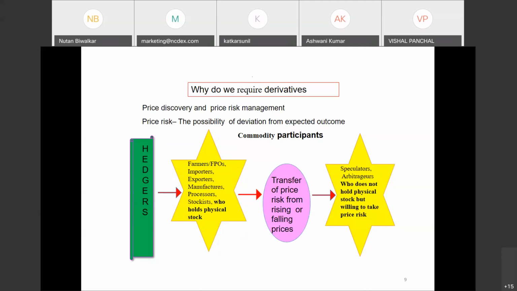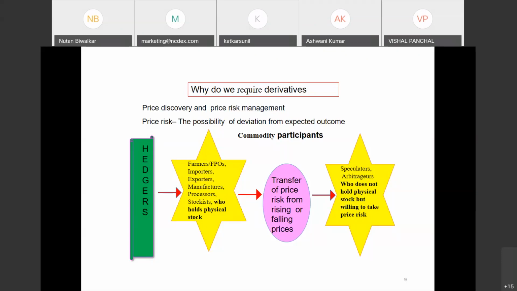And why, and to whom, is this price risk relevant? Who is facing this price risk? In the market, there are various stakeholders like hedgers, speculators, arbitrageurs. These are the participants in the market. Among these participants, there is one section which covers farmers, importers, exporters, manufacturers, processors, stockists. They face this price risk and they do not have any tool to absorb it.